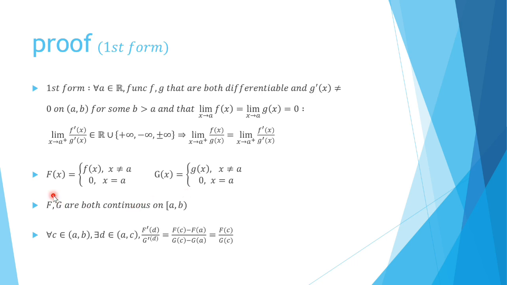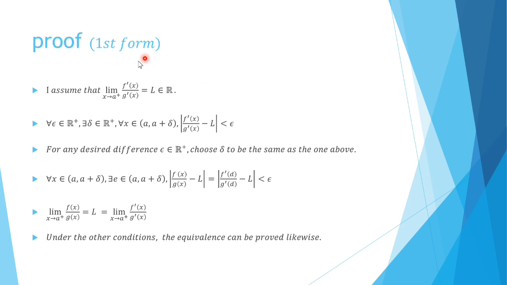I define the two functions, uppercase F and uppercase G. The definition at a, which equals 0, is added to the original function f. F and g are both continuous on this interval. The CMVT allows this result. I assume that the limit of f prime over g prime is a real number L. Then this is due to the assumption.